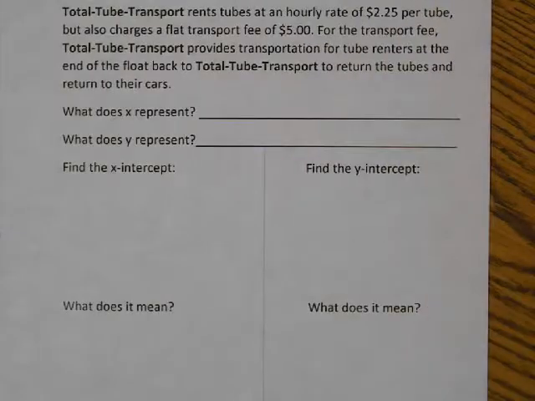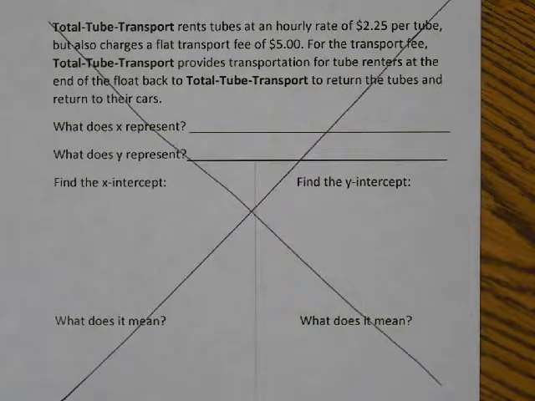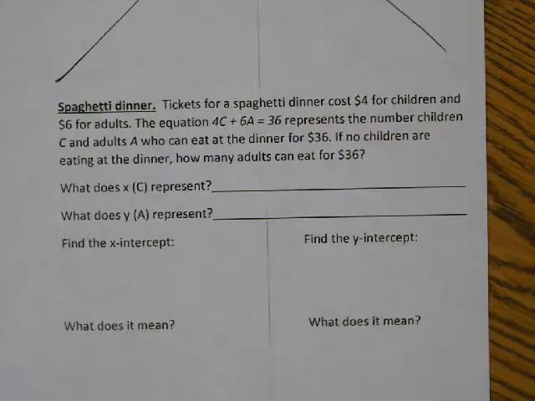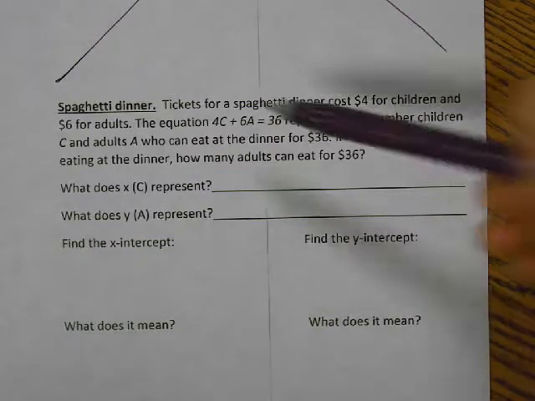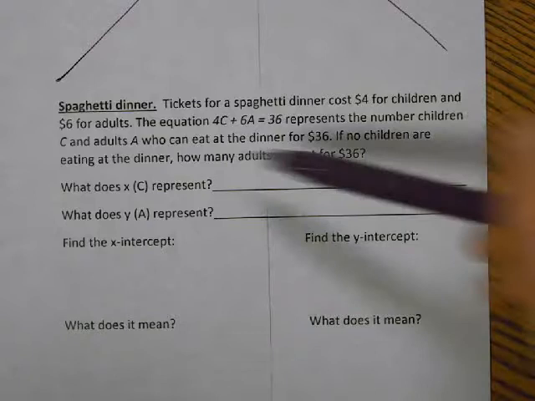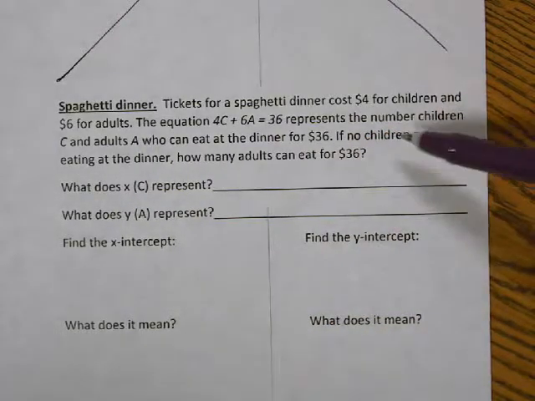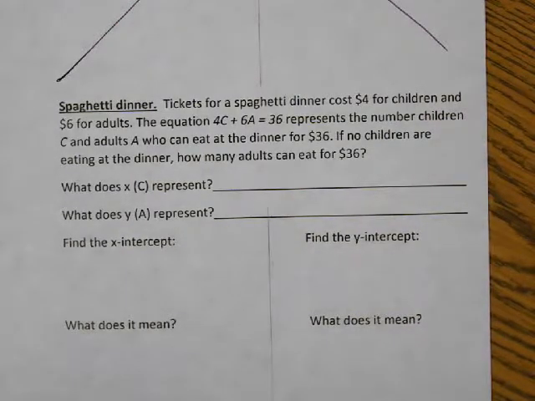Okay, we're going to go ahead and skip this thing about total tube transport, so you can just cross it off. We're not going to do that one. And we're going to move on down to spaghetti dinner. Spaghetti dinner says, tickets for a spaghetti dinner cost $4 for children and $6 for adults. The equation 4C plus 6A equals 36 represents the number of children C and adults A who can eat at the dinner for $36. If no children are eating dinner, how many adults can eat for $36?